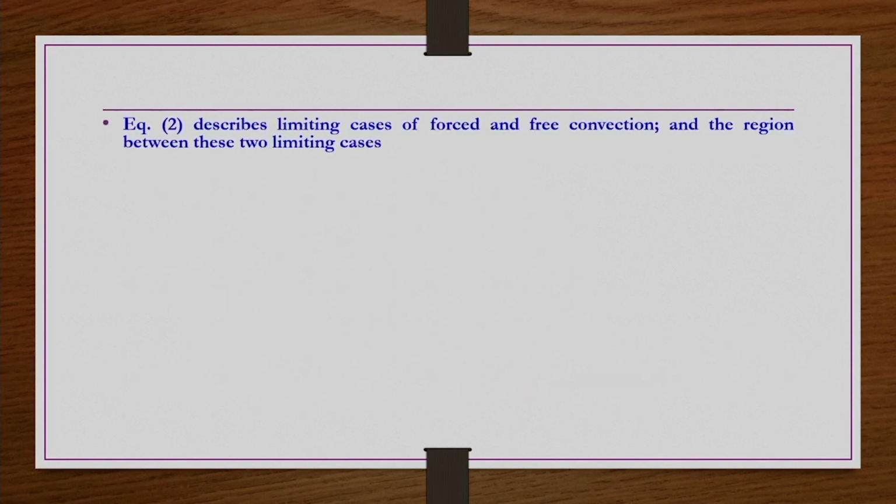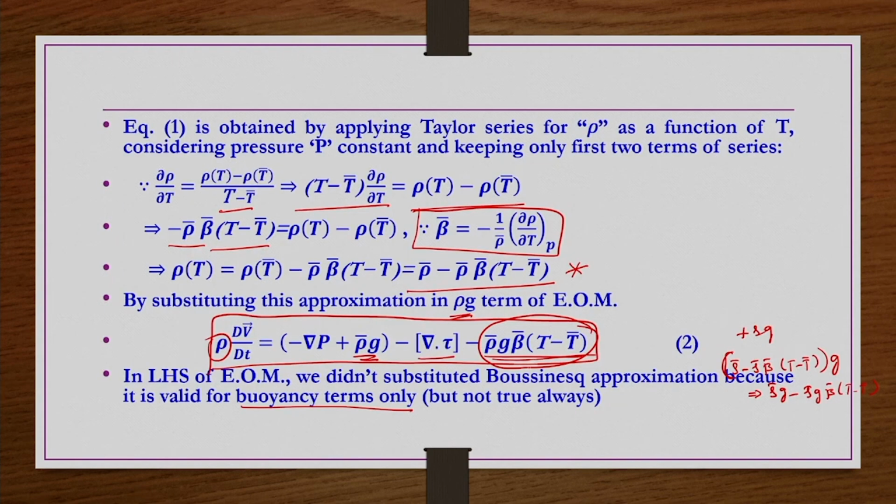So, the previous equation whatever we have seen describes two limiting cases of forced and free convection and the region between these two limiting cases. What does it mean? If forced convection is dominant, then the last term can be neglected in comparison to the other term. If free convection is dominating in the problem, then the minus del p plus rho bar g term can be neglected in comparison to the other term of free convection, the buoyant term. Okay. So, this kind of analysis we can have.